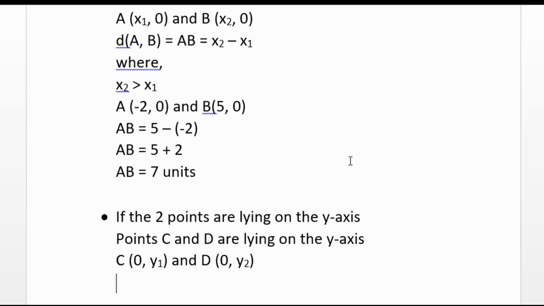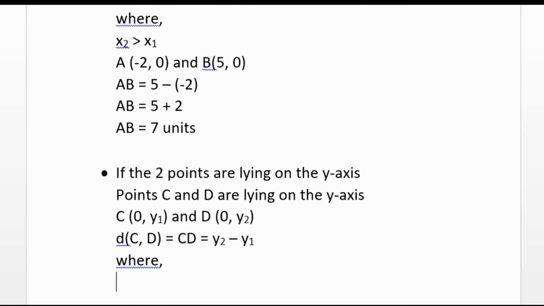Here the distance between C and D, which can be denoted as CD, will be equal to the difference between their y coordinates. So it will be y2 minus y1, where y2 is greater than y1.